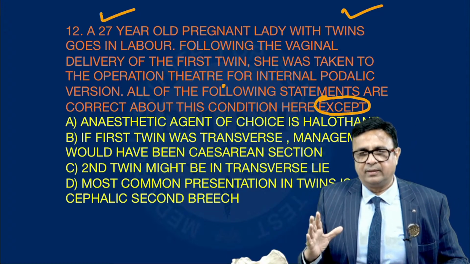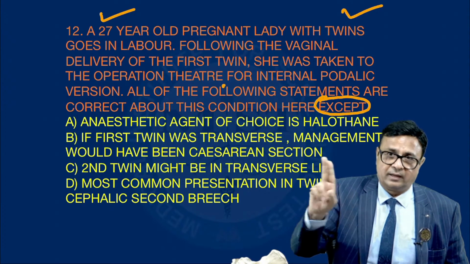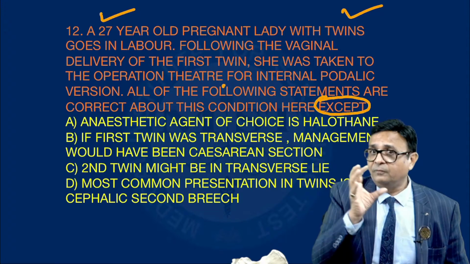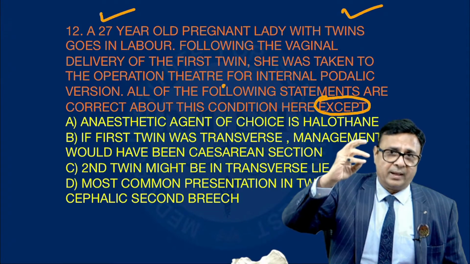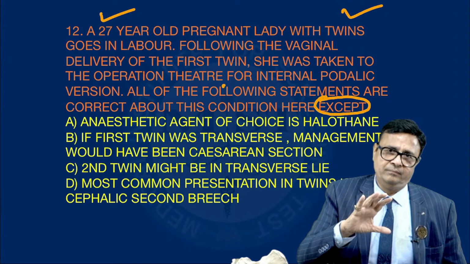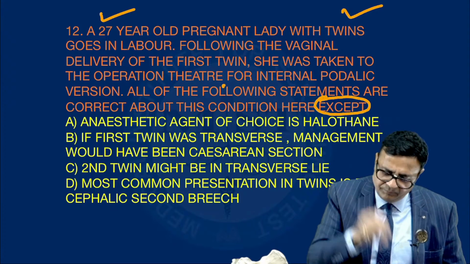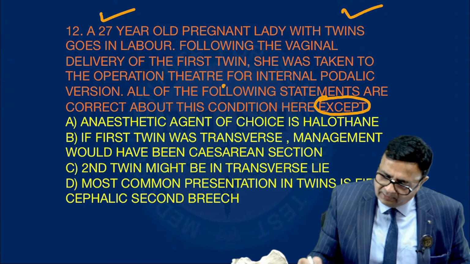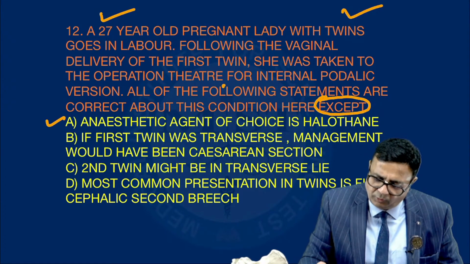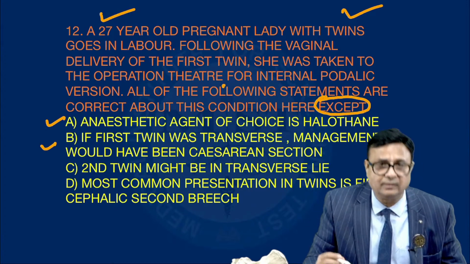Internal podalic version or breech extraction is done to deliver the second twin in transverse lie. Very important question for our exam, beta. External cephalic version is done to manage transverse if not in labor and to manage breech. If transverse is in labor, the only management is cesarean section. So the anesthetic agent of choice is halothane, correct statement. If the first twin was transverse, management would have been cesarean section, correct statement.